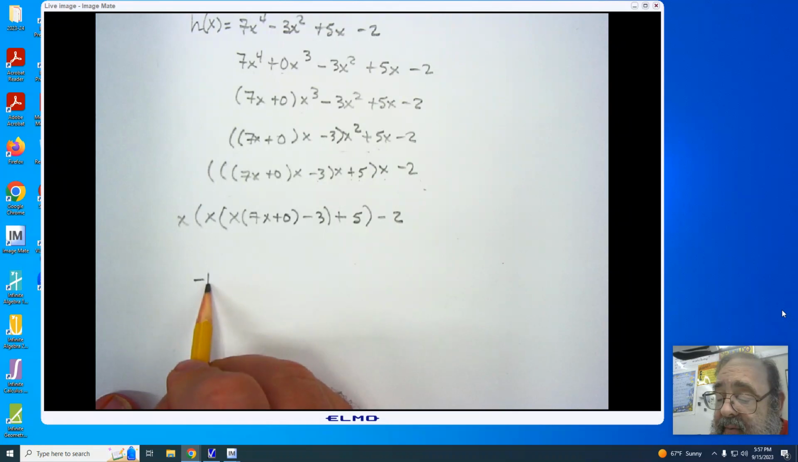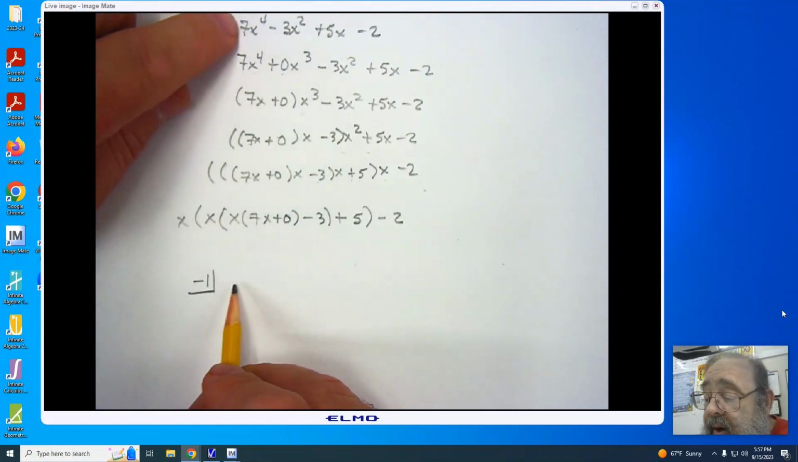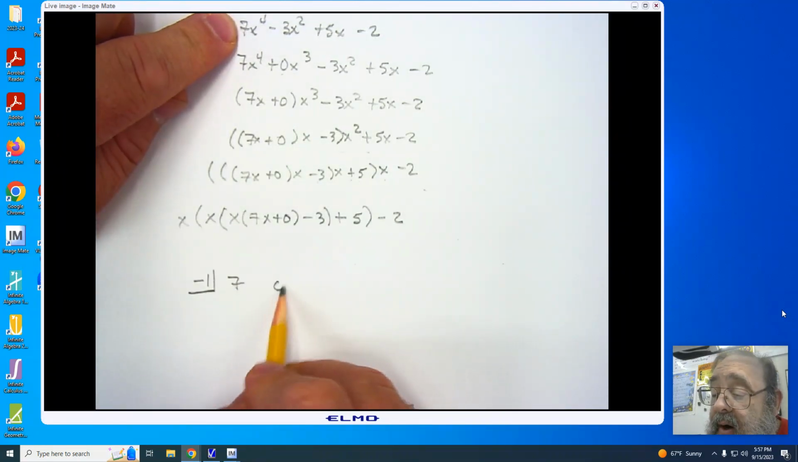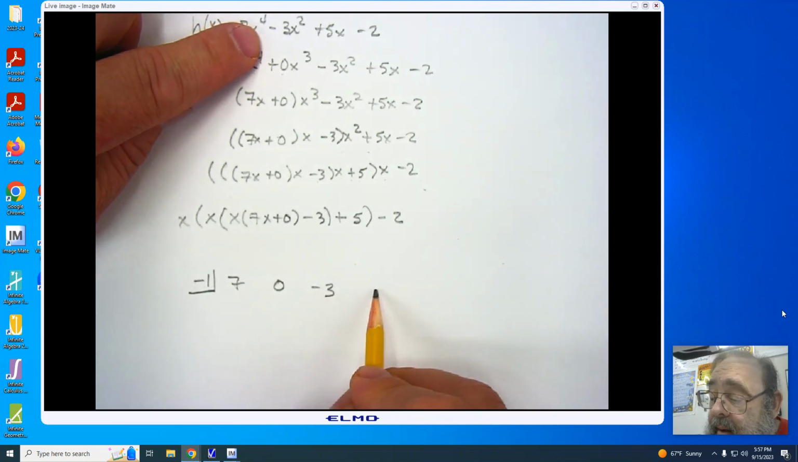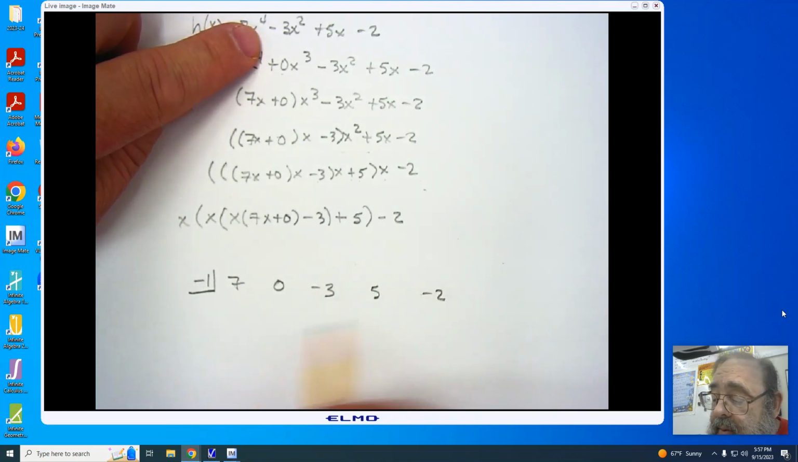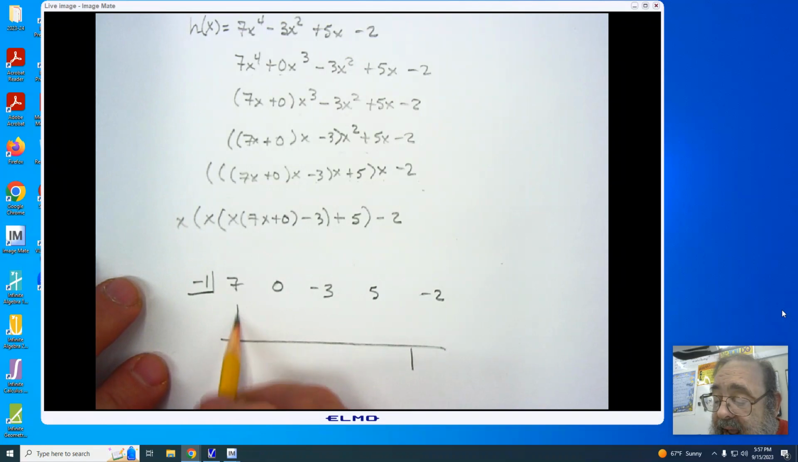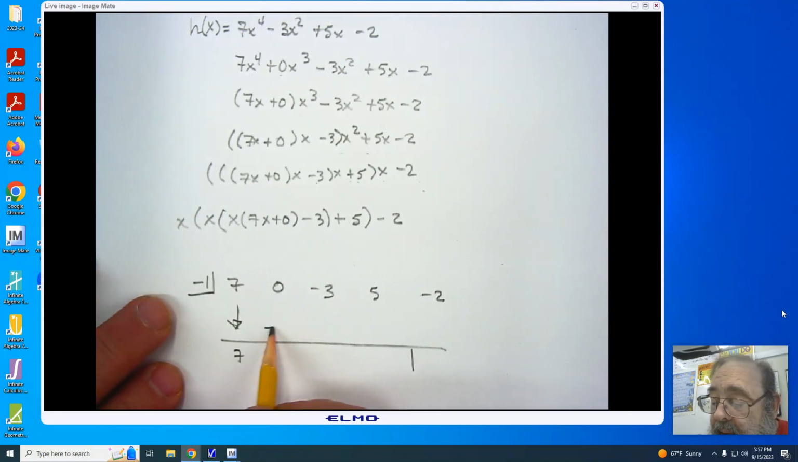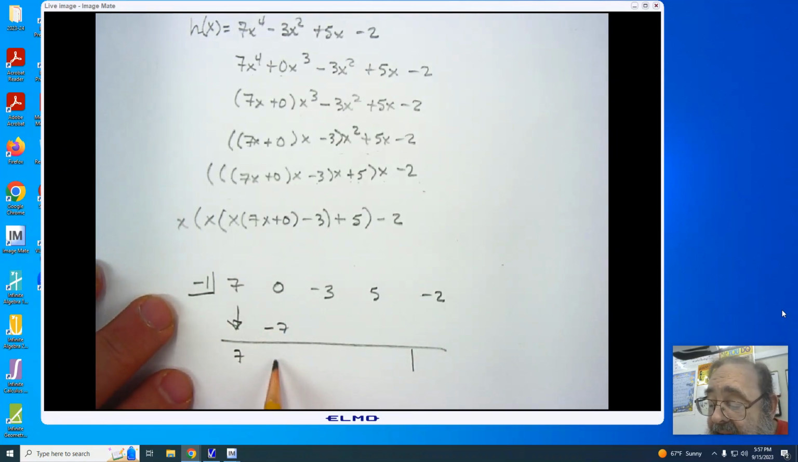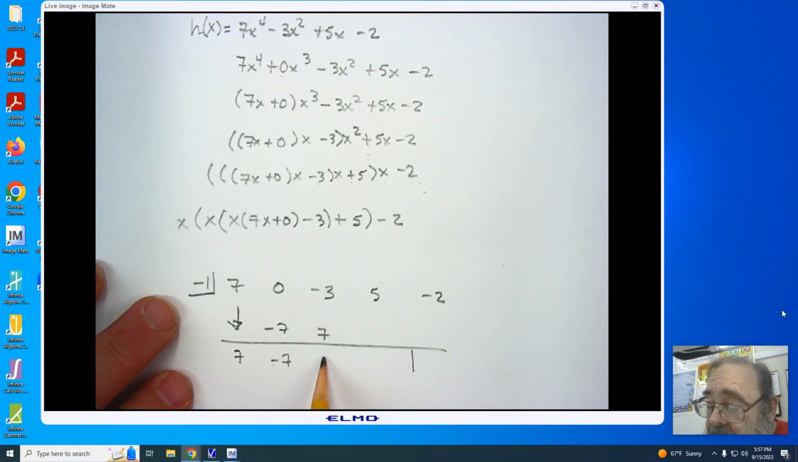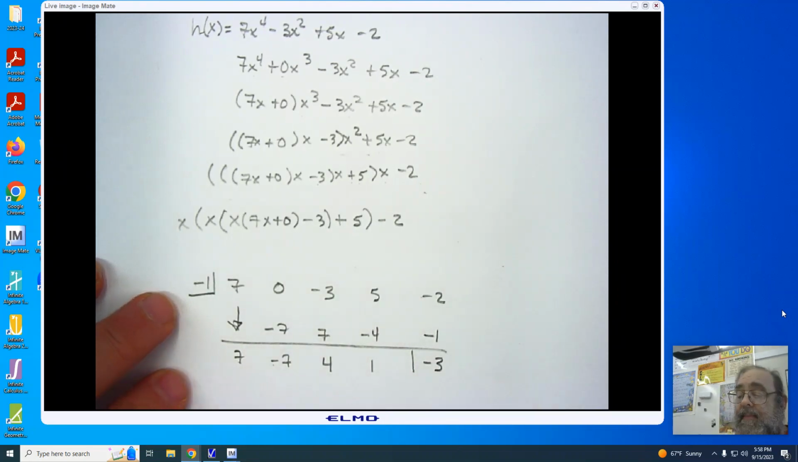Let's check negative 1 as a factor. We have the coefficients 7, 0, minus 3, 5, minus 2. Bringing down the 7, multiplying gives me negative 7, adding gives me negative 7, multiplying gives me 7, then 4, then negative 4, then 1, then negative 1, then negative 3.